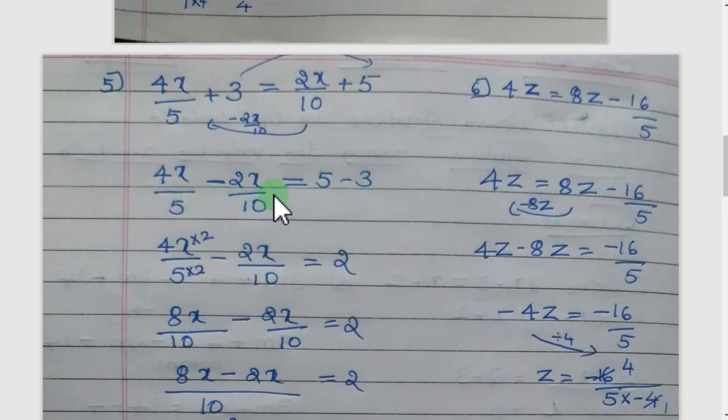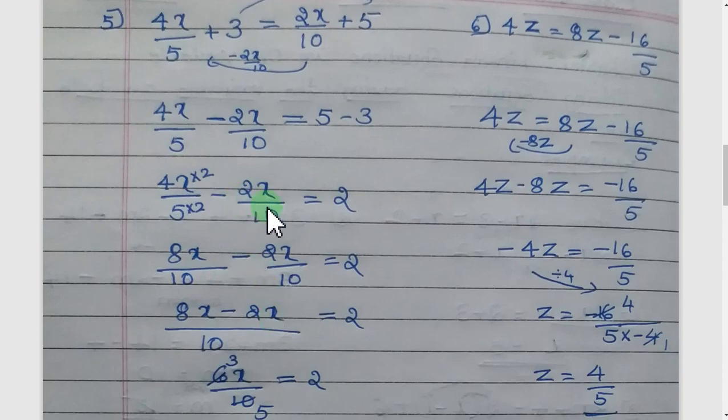Now again here, fraction addition and subtraction. We have to equalize the denominator. 10 is a multiple of 5, so we can make 5 as 10. So you have to multiply by 2, taking the LCM method. LCM is 10 here. So 2 you have to multiply for both numerator and denominator. If you multiply, you get 8x divided by 10 minus 2x by 10. Here you don't have to multiply, 10 is there already, is equal to 5 minus 3 is 2.